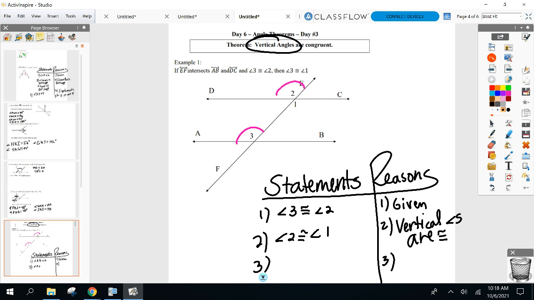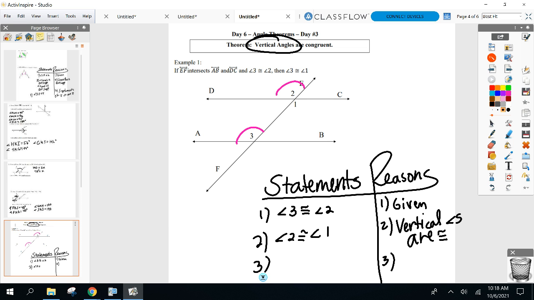Make sure you always look at what you've written and what is given, because we haven't used the given yet. Why did they tell us 3 was congruent to 2? Scott just told us 2 is congruent to 1. Anybody come up with a conclusion here? I got angle 3 congruent to angle 2, and 2 is congruent to 1. So what's that mean to you? If I write those two congruent angles.